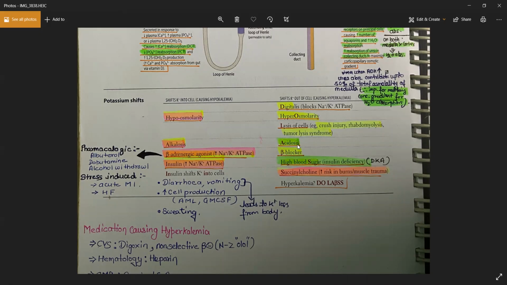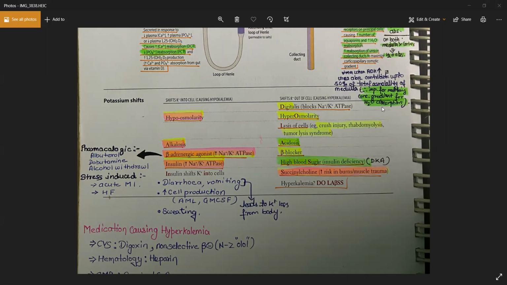The drug that causes activation of the potassium channel, causing hyperkalemia, is succinylcholine. You can remember it by the fact that succinylcholine can cause very strong contraction of my muscles. Remember malignant hyperthermia? Rapid contractions, and you will get rhabdomyolysis again.